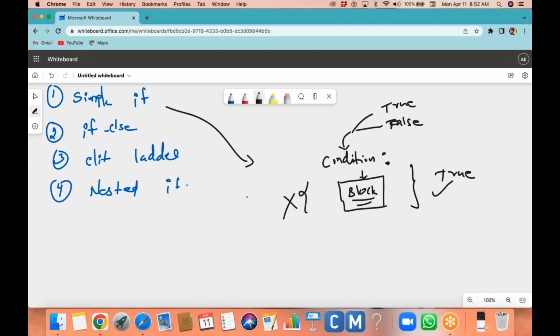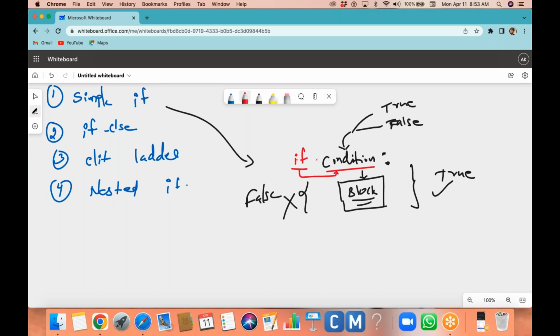Okay, it can stop the execution. The block of statements won't execute. This condition will be checked by a keyword. The keyword name is the if keyword. If is the keyword which is followed by the condition.